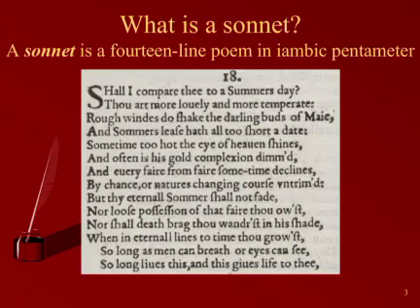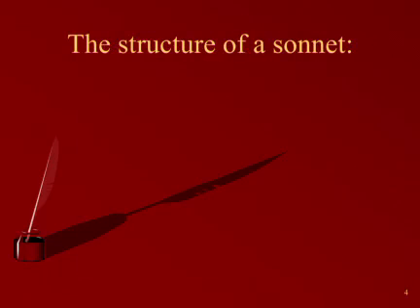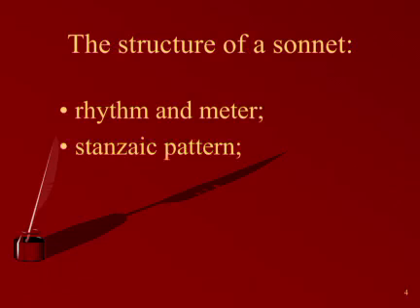What is a sonnet? A sonnet is a 14-line poem traditionally written in iambic pentameter. In its original version, it looks like that. When we want to make an analysis of the structure of a sonnet or a poem in general, we should determine its rhythm and meter, stanzaic pattern, and rhyme scheme.